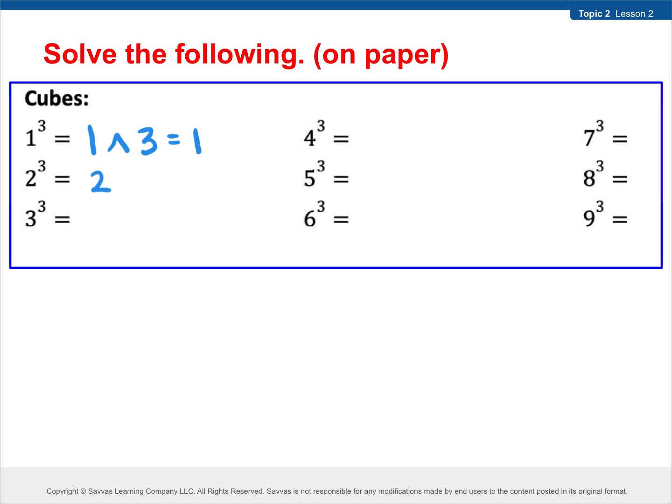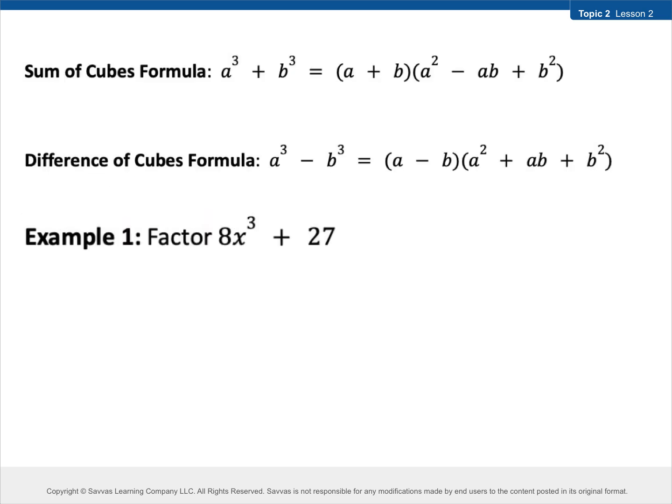2 to the power of 3 should equal 8. And 3 to the power of 3 should equal 27. Go ahead and finish the rest of these.